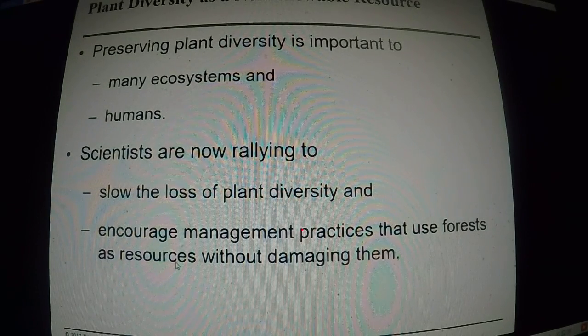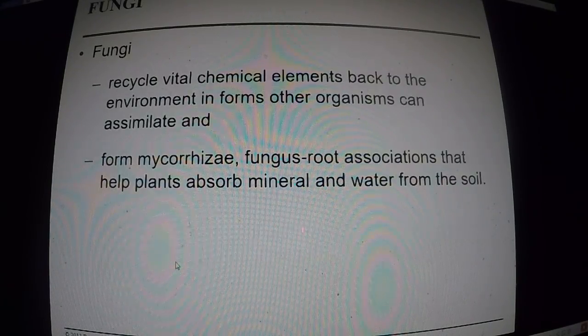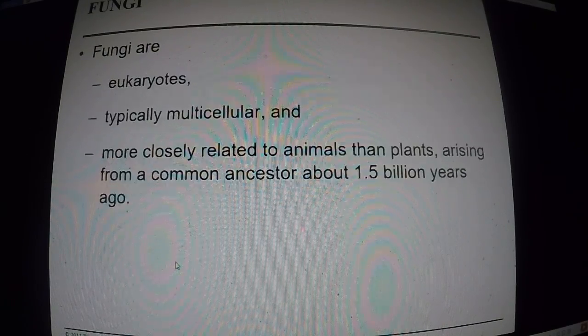Anyway, plant diversity. Preserving plant diversity is important in many ecosystems and for humans. They're trying to save loss of plant diversity, encourage management practices that use forests as resources without damaging them. A vital way of returning chemical elements back into the environment is the fungus, the root associations that they have.